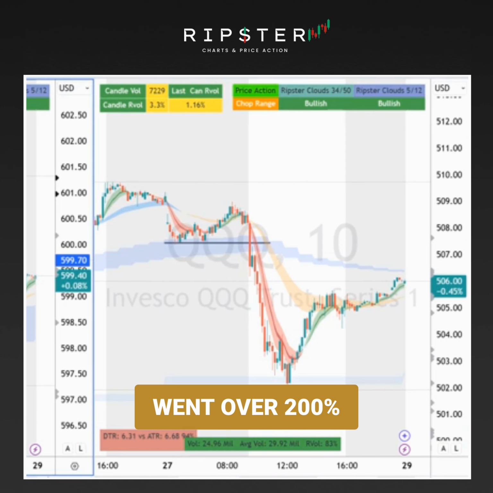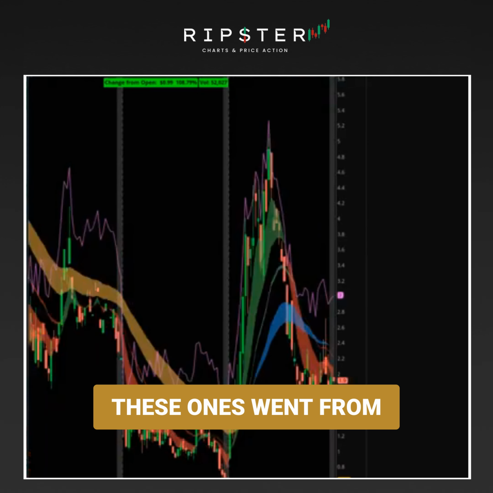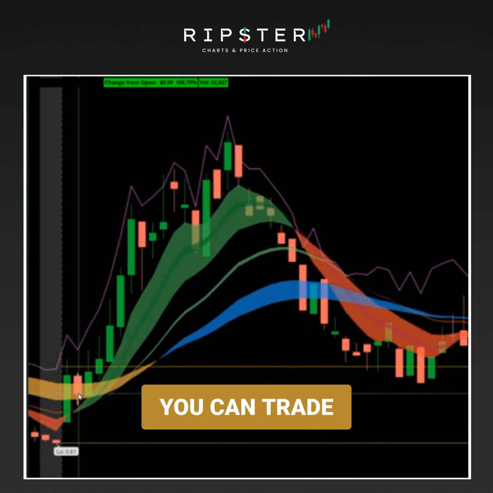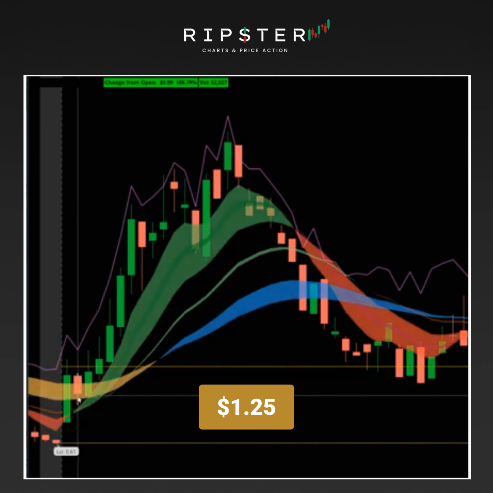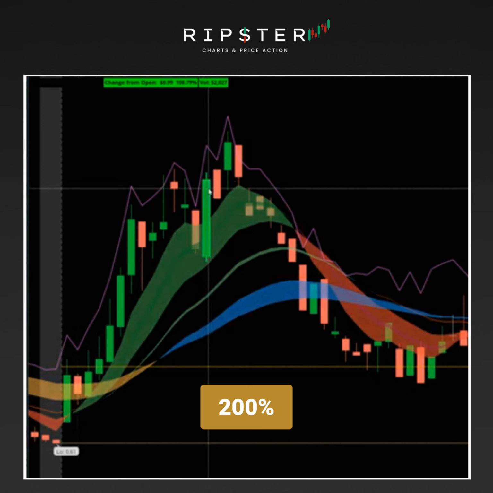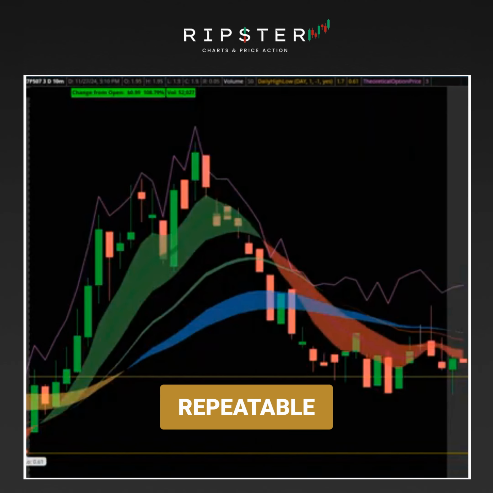All of the puts went over 200%. These were 507s. You can trade any option, and you can trade leverage ETFs as well. You don't really have to trade the options. You can see that it went from $1.25 all the way to $4, 200% more than that. Very easy setup, repeatable, SPY QQQ for a living.